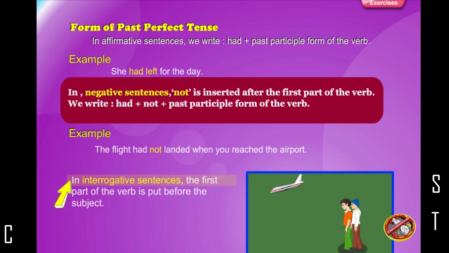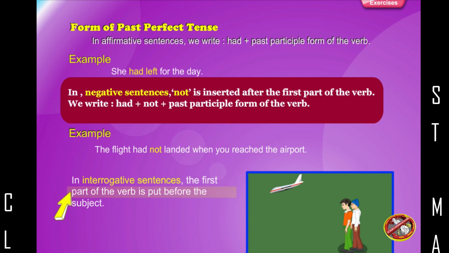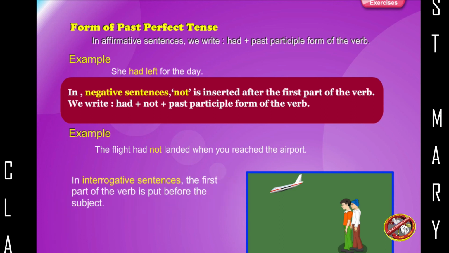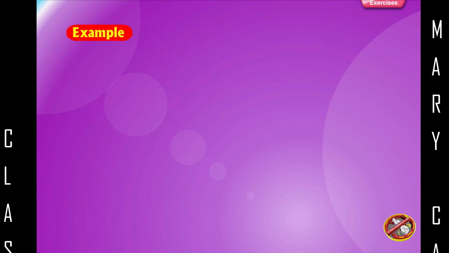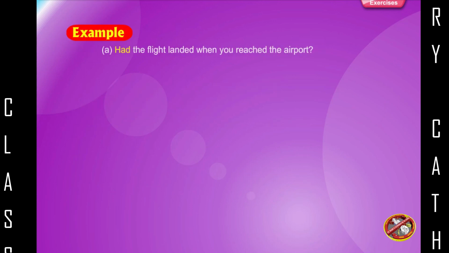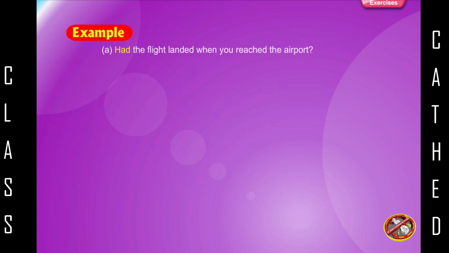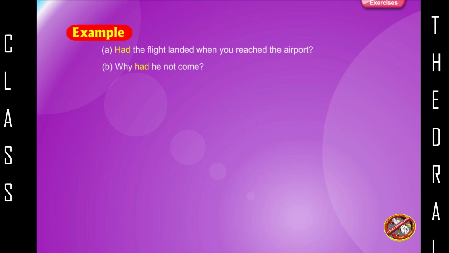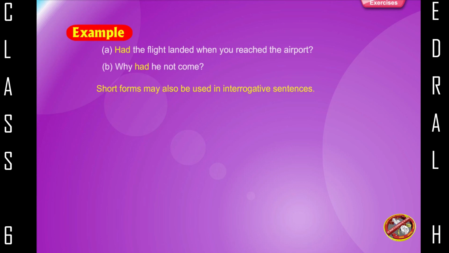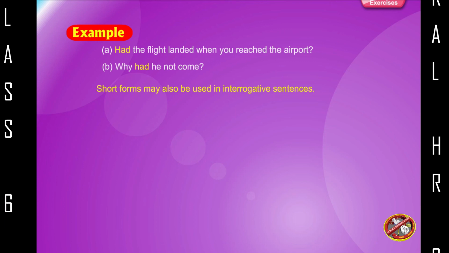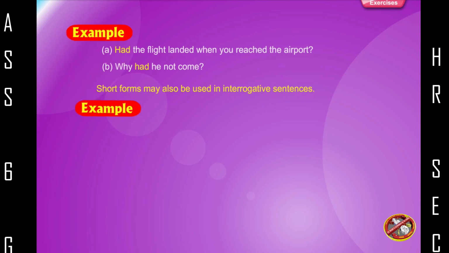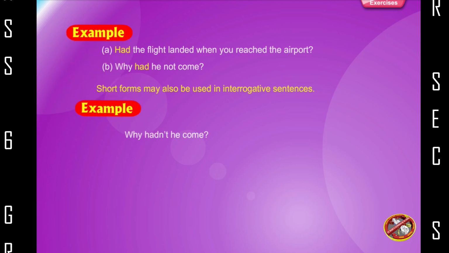In interrogative sentences, the first part of the verb is put before the subject. Examples: had the flight landed when you reached the airport? Why had he not come? Short forms may also be used in interrogative sentences. Example: why hadn't he come?